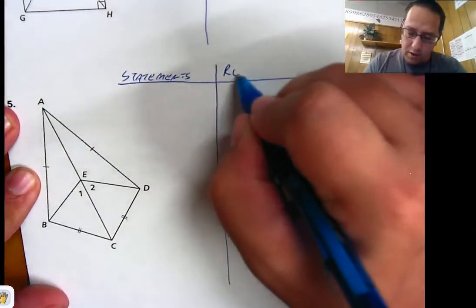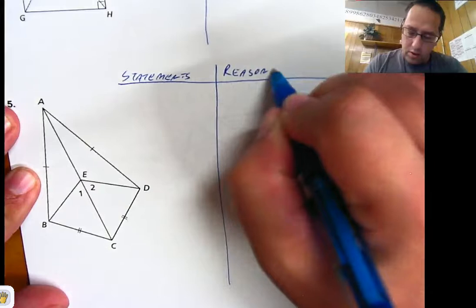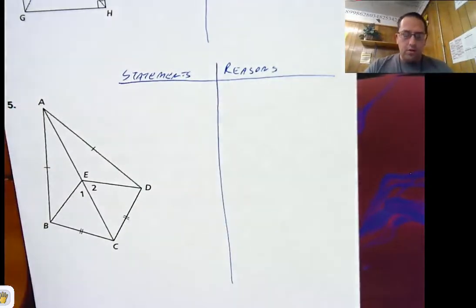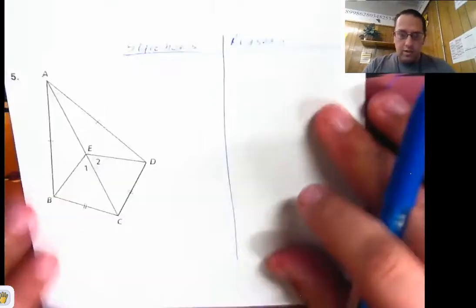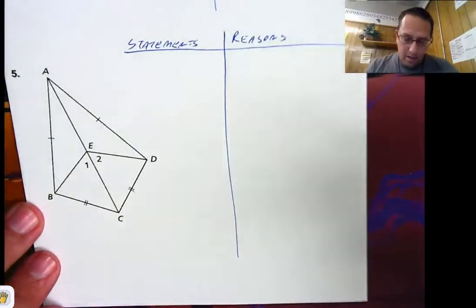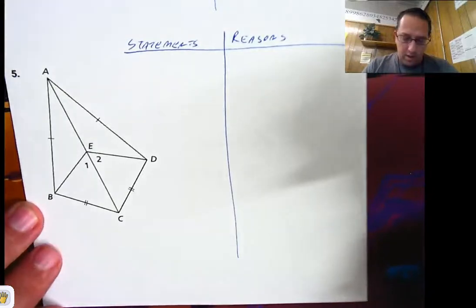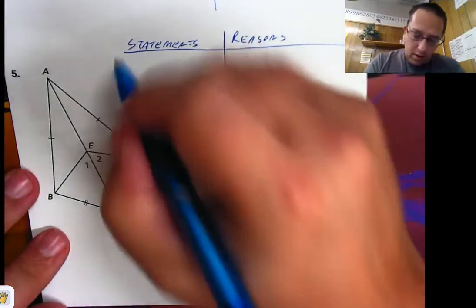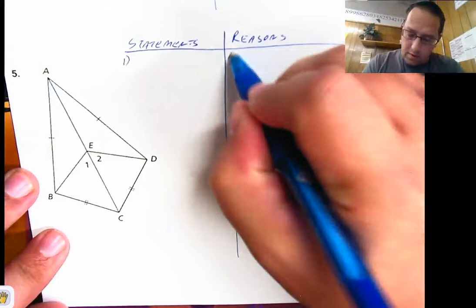And I have reasons. Okay. Still trying to prove that angle 1 is congruent to angle 2, because that was the instruction for both of these. So let's see what we got. Don't have a whole lot given here. Let me go and write that down while I try and figure out what I'm doing.